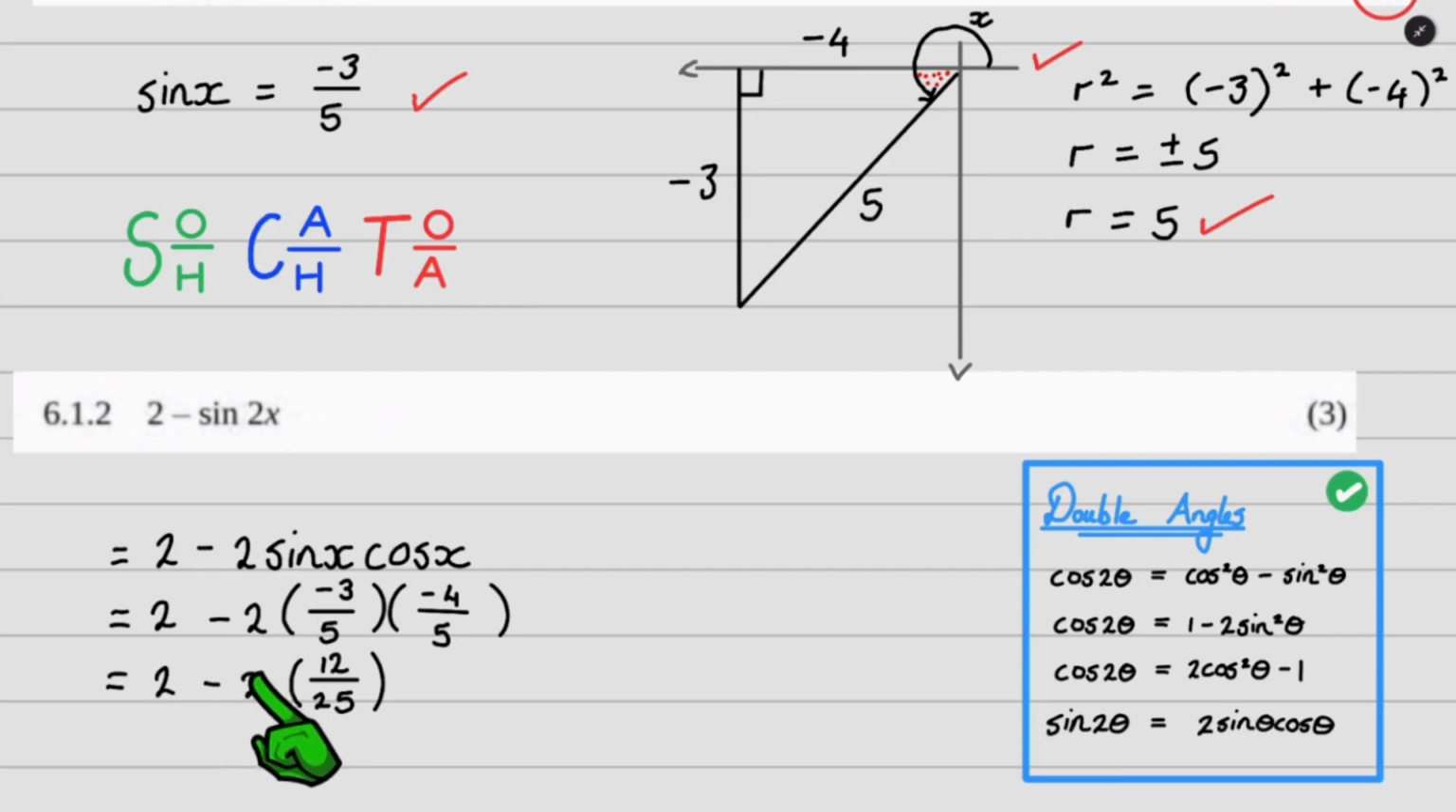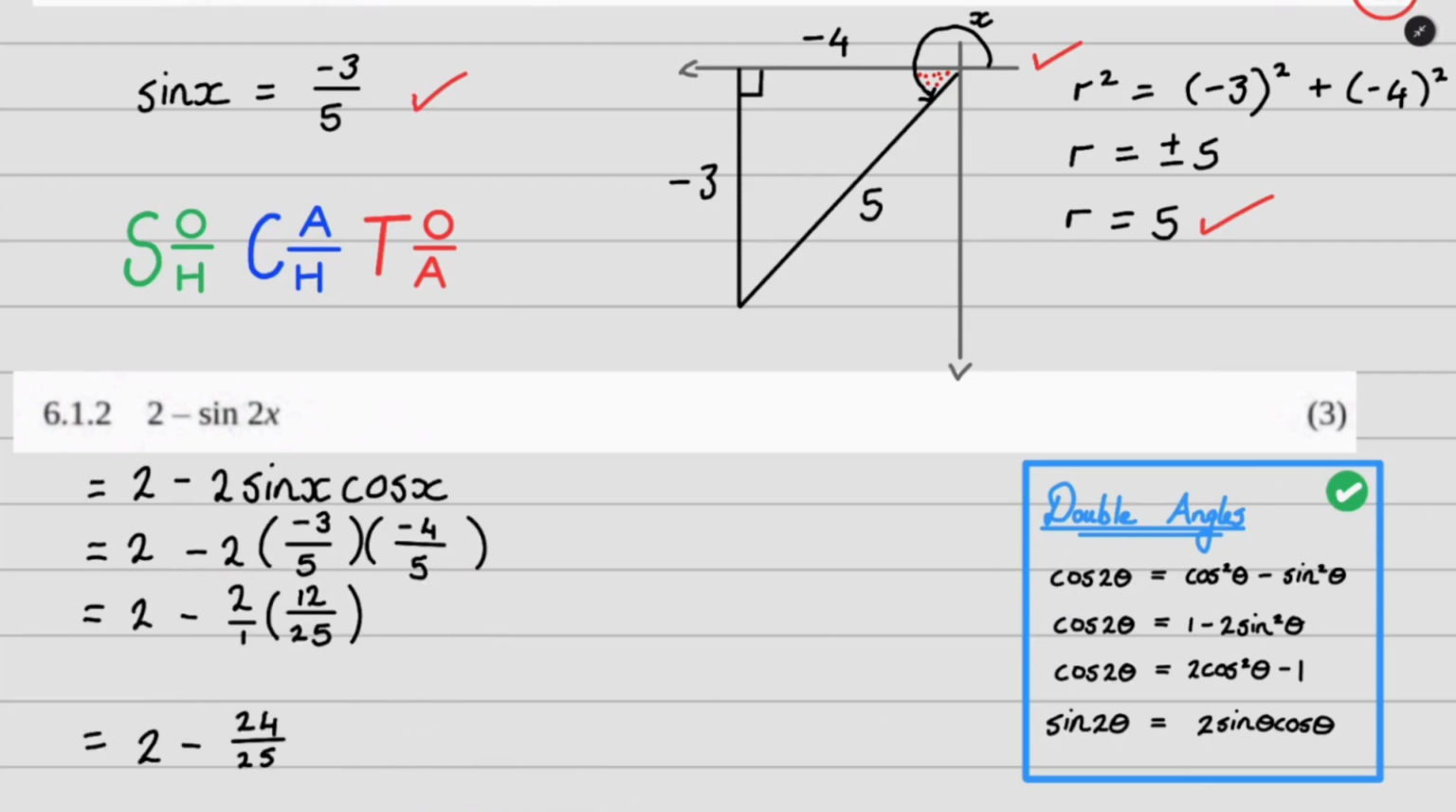But I'll convert this into a fraction first. I'm going to change this to 2 over 1. And then top times top will give me 24. Bottom times bottom will give me 25. And now I'm subtracting two fractions. Well, I can turn this into a fraction. So I'm going to get the LCD and then subtract them.